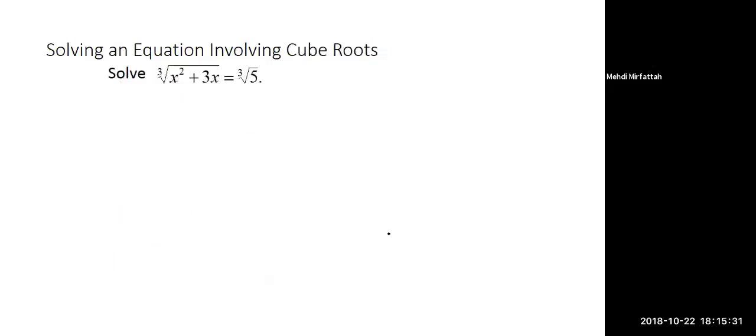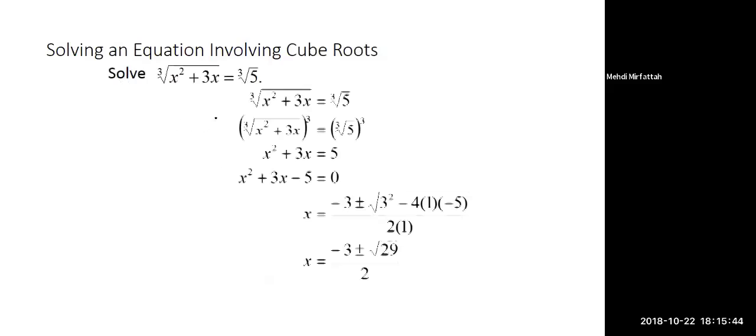Now we have cube root of x squared plus 3x is equal to cube root of 5. This is rather simple because both sides are cube roots. If I raise both sides of the equation to the power of 3, I can eliminate the radical from both sides and get my second order equation. In this case, it's not factorable, so I'm going to use the quadratic formula.